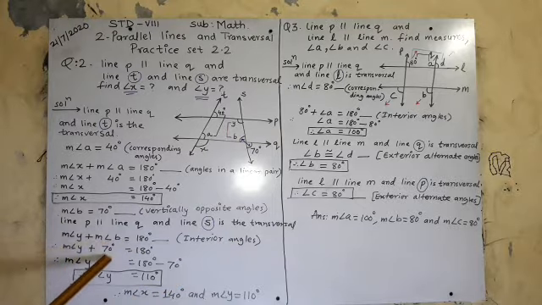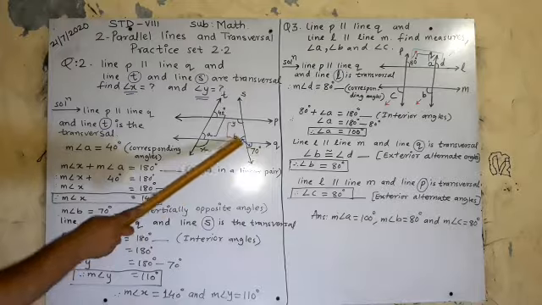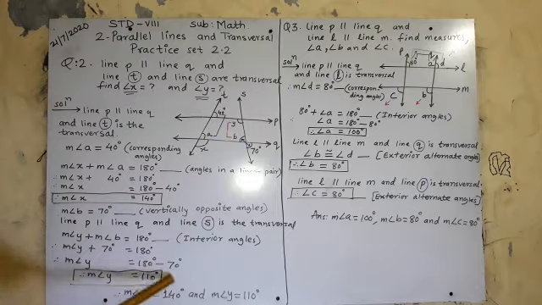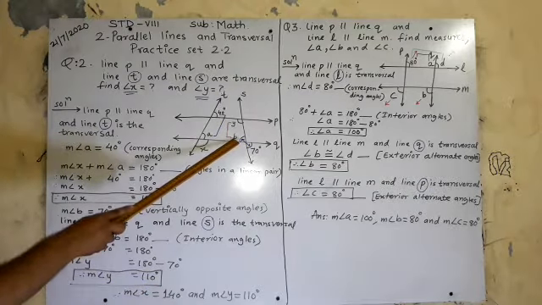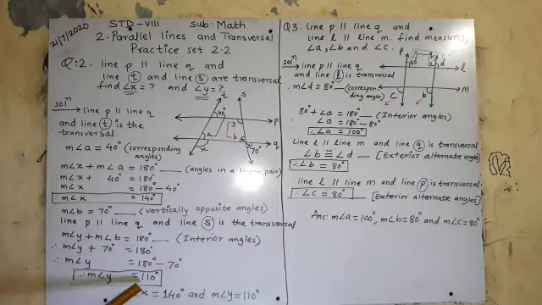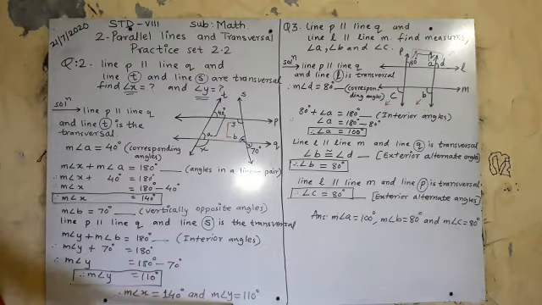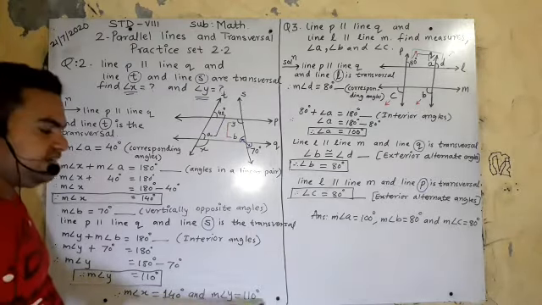So measure of angle B, 70 degrees, we came to know by vertically opposite angles. So measure of angle Y is equal to 180 minus 70. So if this B is 70 degrees, Y will be 110 degrees. So we came to know both the answers. Measure of angle X is equal to 140 degrees and measure of angle Y is equal to 110 degrees.